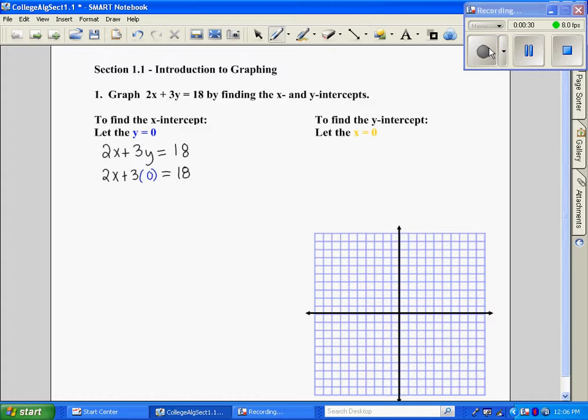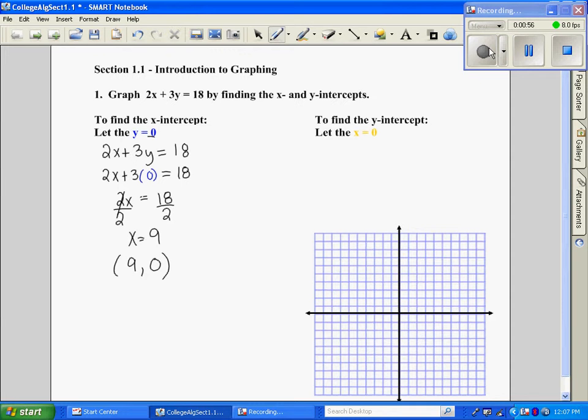Now I'm going to simplify. 2x, and 3 times 0 is 0, so we lose that. And we have 2x equals 18, so we divide both sides by 2. And we find out that our x-intercept is 9. 9 is where it crosses the x-axis, but it is represented with the ordered pair 9, 0.